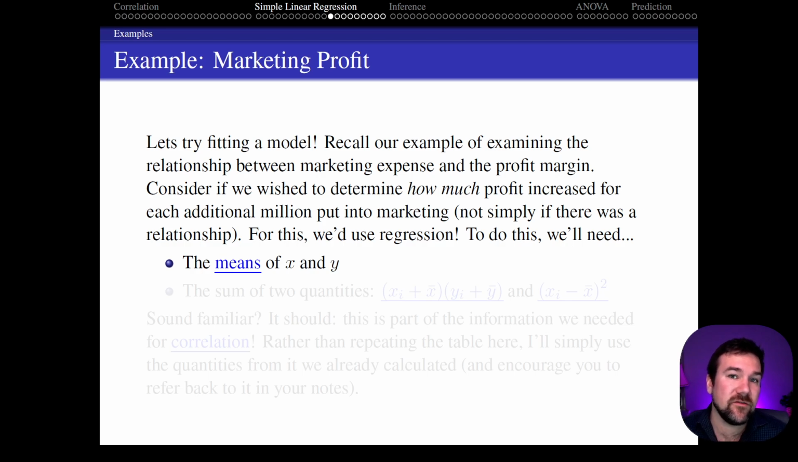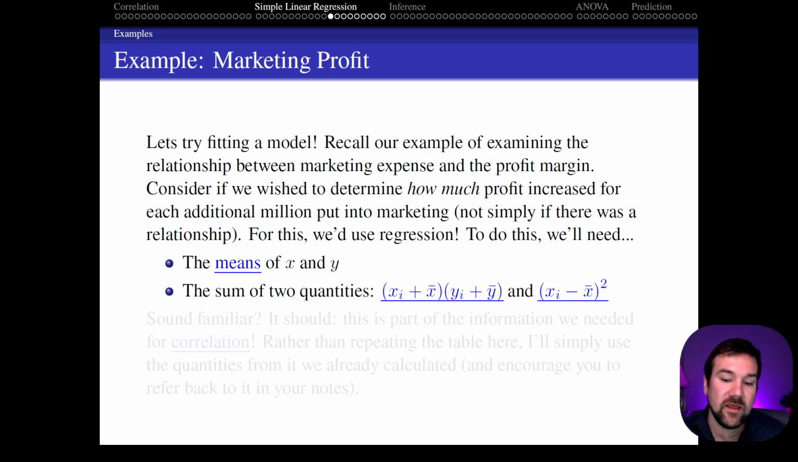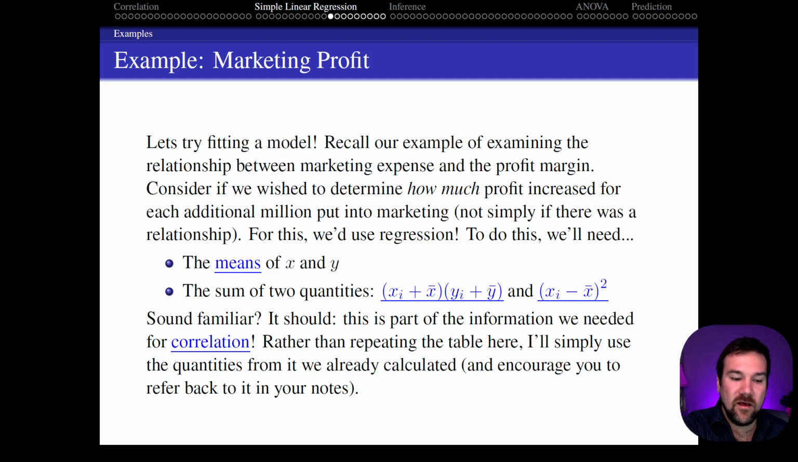And again, what do I need from this? Well, for my intercept equation, I need the mean of x and y. And for my slope equation, I need x minus x bar, y minus y bar, and then x minus x bar quantity squared. And I apologize, it looks like I have a typo there. That should be x minus x bar and y minus y bar, not x plus x bar or y plus y bar.